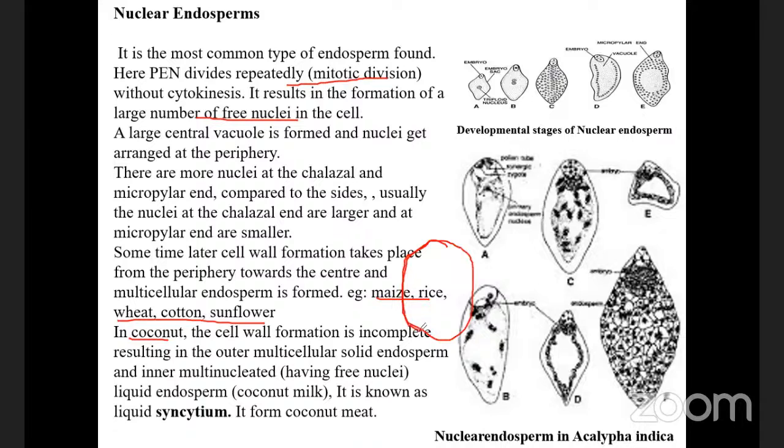In the coconut, sometimes the outer layer takes up cellular division, so that it forms the coconut kernel, kobbari. Whereas inside, in the middle, there is no cellular division, only nuclear division is taking place. That's why that is liquid free-nuclear endosperm. That liquid endosperm, we drink as coconut water, and even the solid endosperm we eat as coconut. We extract the coconut oil from that. You know, what we are eating in the coconut is endosperm.